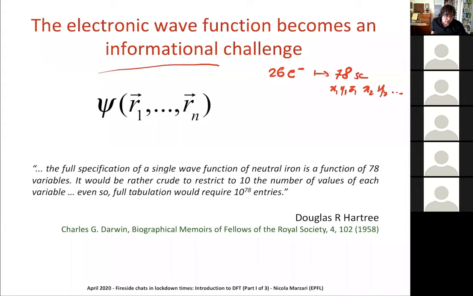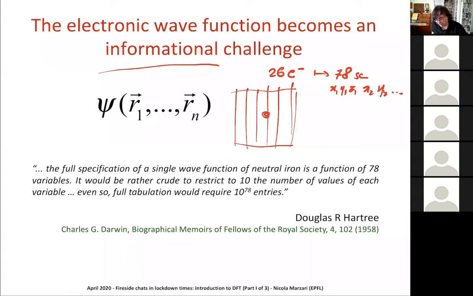So how can we store, say, on a computer, a complex field? The amplitude of psi, that is a complex number, typically needs 16 bytes in double precision, as a function of those 78 scalar coordinates. And Hartree said, well, let's make a very pathetic approximation where we slice the little box where my iron atom lives in 10 slices. So I just need to give 10 values for X1, 10 values for Y1, 10 values for Z1, and so on and so forth. How many numbers do I have? Well, if I have one electron, I have to give 1,000 complex numbers, because X1 can take 10 values, Y1 can take 10 values, Z1 can take 10 values. So one electron is 1,000 possibilities, 1,000 complex numbers, piece of cake these days.